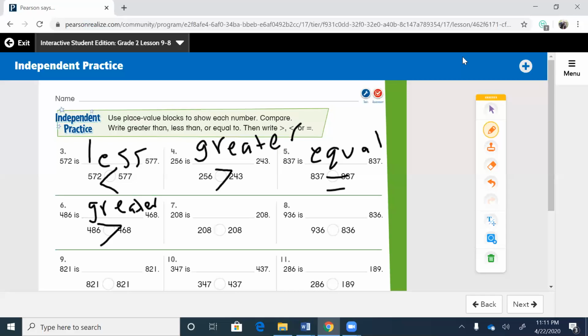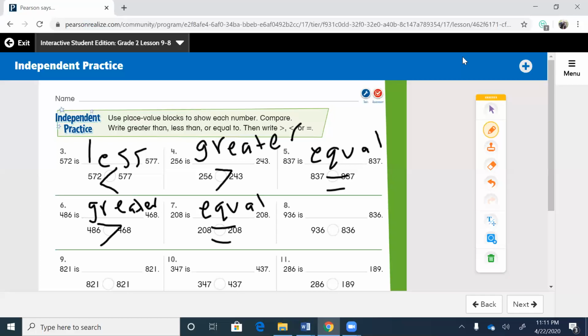208 is blank 208. Hundreds are the same, tens are the same, ones are the same. So they're equal. And most of you can probably just tell by looking at it. And some of you might not even need to compare these digits. You can just look at the numbers and you know which one is bigger. But I'm taking you through these steps in case you're not sure.